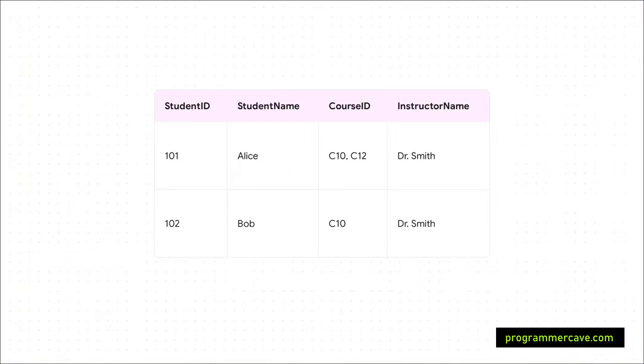Just take a look at this table. This is our messy closet. It's a total mess. You can see for Alice, we've got 2 different courses just crammed into a single cell. And Dr. Smith's name is repeated over and over. Now imagine Dr. Smith gets married and changes her name. We'd have to go hunt down every single row and update it. That is a recipe for disaster and data corruption.